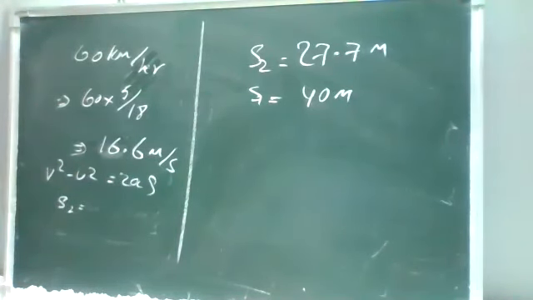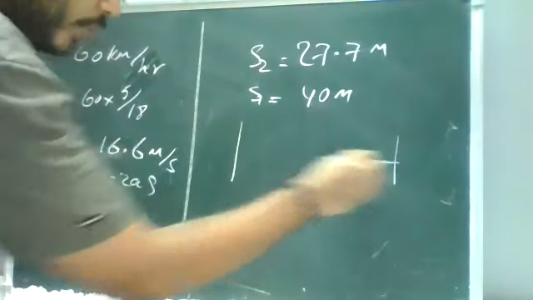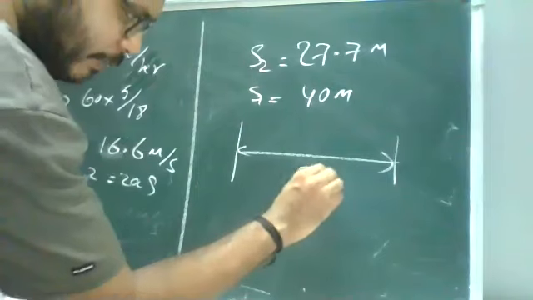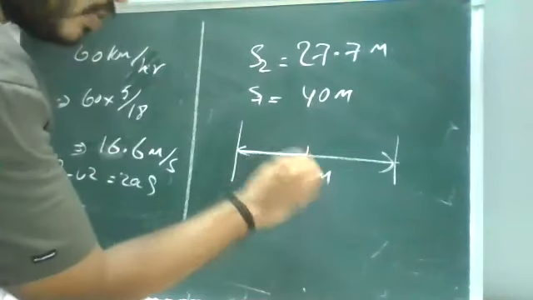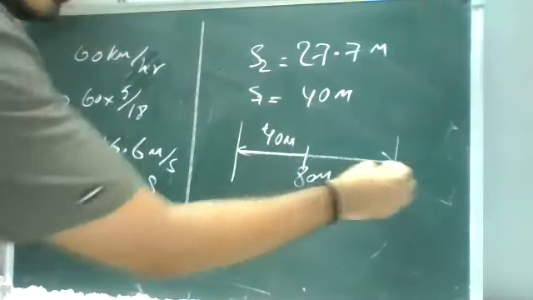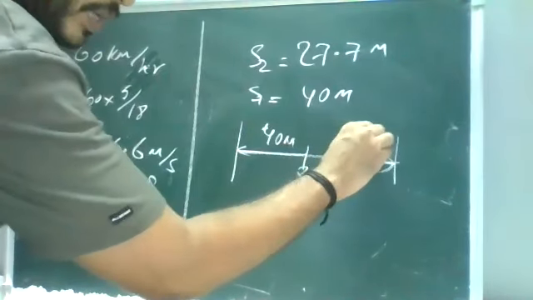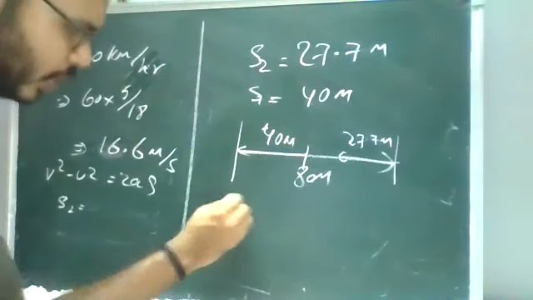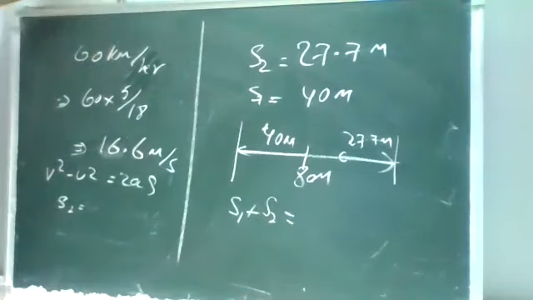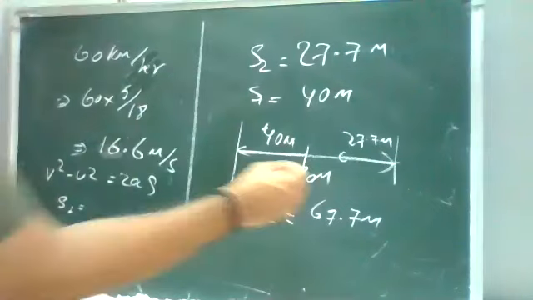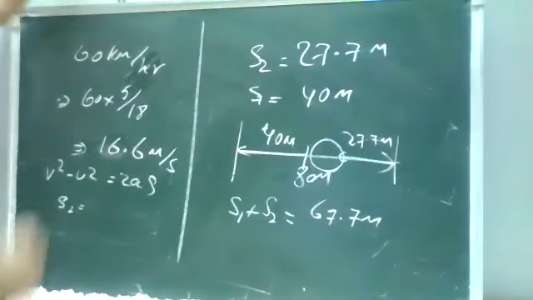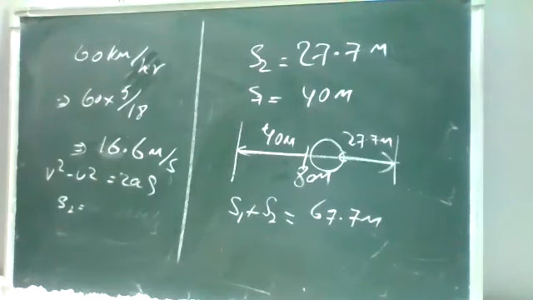Now, looking at our question, the total distance between the two vehicles is 80 meters. Suppose one driver hits the brake; after braking he travels around 40 meters, and the other vehicle travels around 27.7 meters. So what is the total displacement? S1 plus S2 is 67.7 meters, which is less than 80 meters. Since it is less than 80 meters, there is a gap between the two. So these two vehicles will not collide with each other. That is your answer.